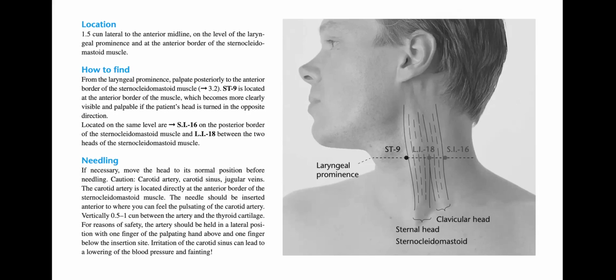Caution: the carotid artery, carotid sinus, jugular veins. The carotid artery is located directly at the anterior border of the sternocleidomastoid muscle. The needle should be inserted anterior to where you can feel the pulsating of the carotid artery, vertically 0.5 to 1 cun, between the artery and the thyroid cartilage.